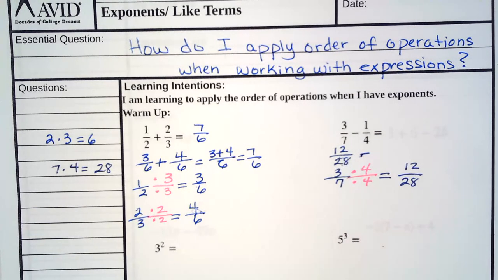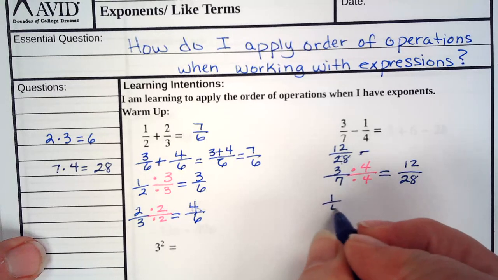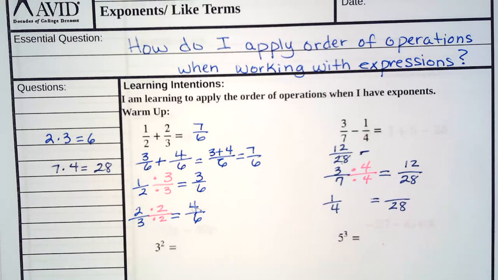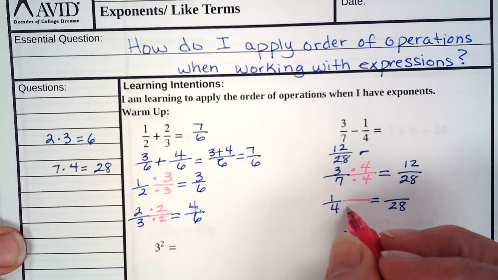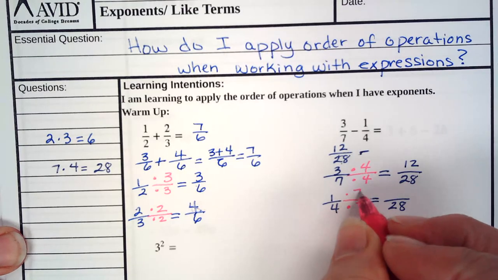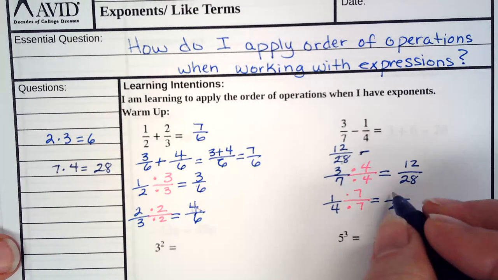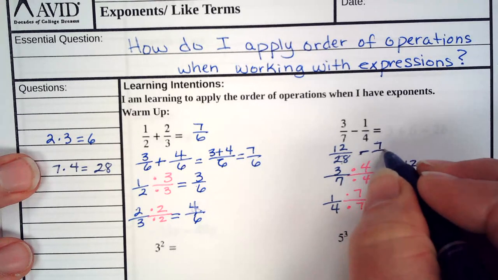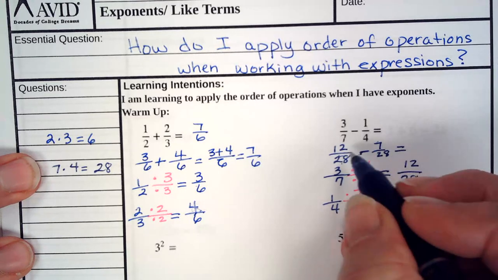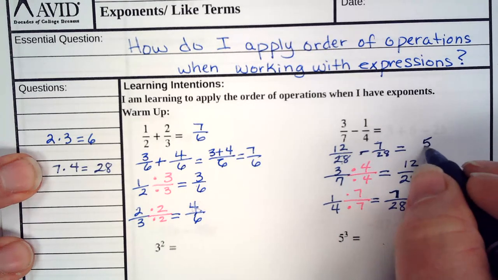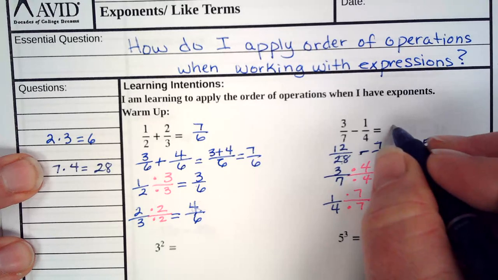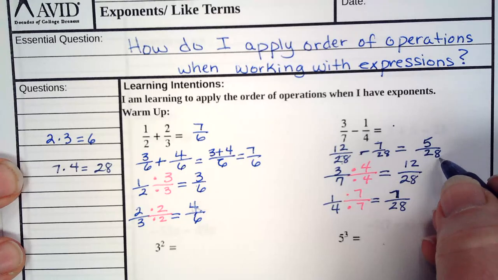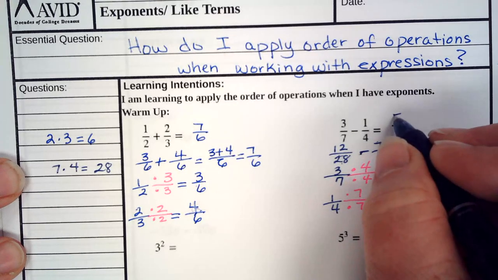Minus 1 over 4 equals what over 28? In this case, I'm multiplying by 7. 1 times 7 is 7. Minus 7 over 28. 12 minus 7 is 5 over 28. 5 is prime, and it does not divide evenly into 28, so I know I'm done.